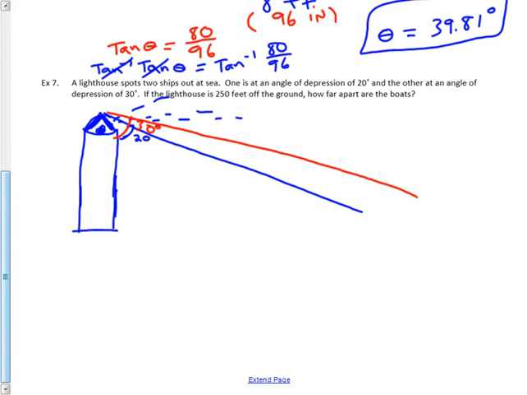If the lighthouse is 250 feet off the ground, how far apart are the boats? So this is 250 feet off here. I want to know how far away that boat is, and how far away this boat is. So really I've got 2 triangles in here. I'm looking for 2 different things. And so it would be best if I were to just create those 2 triangles.